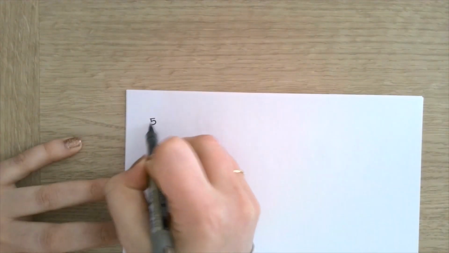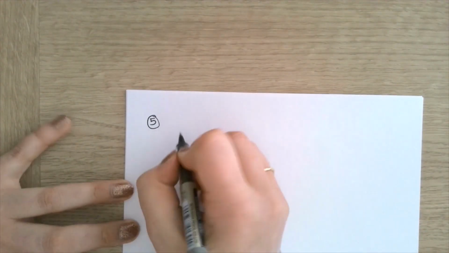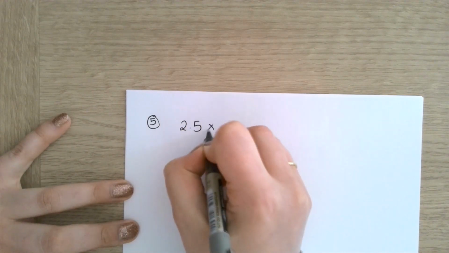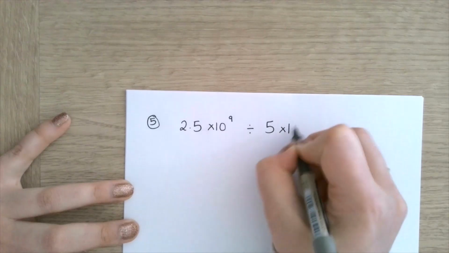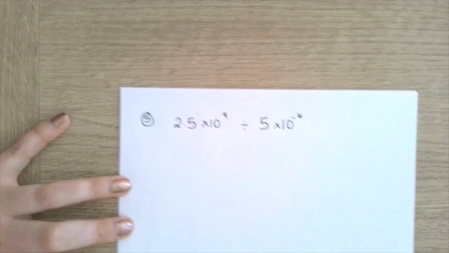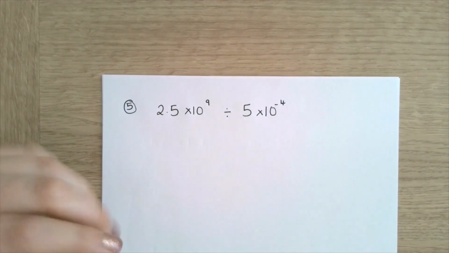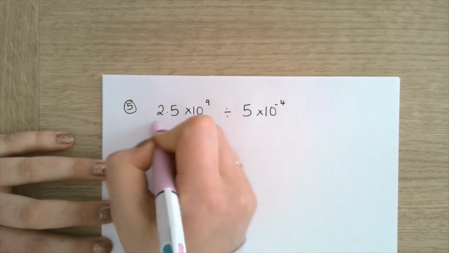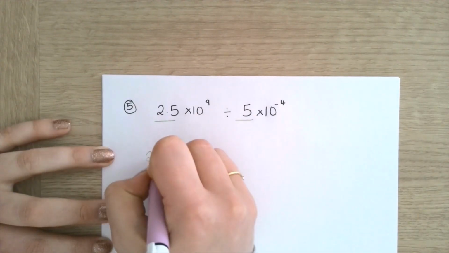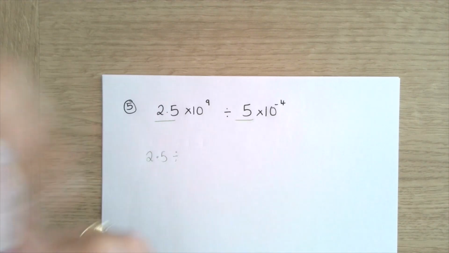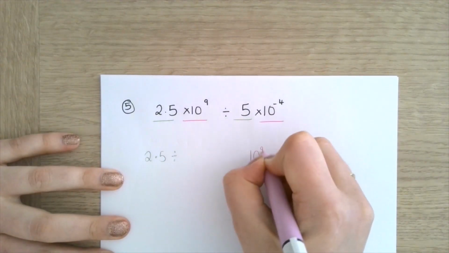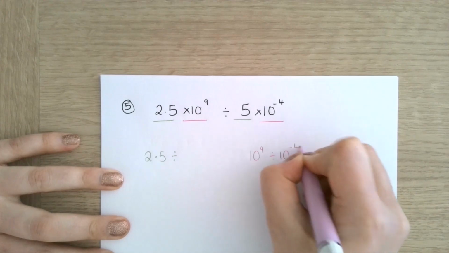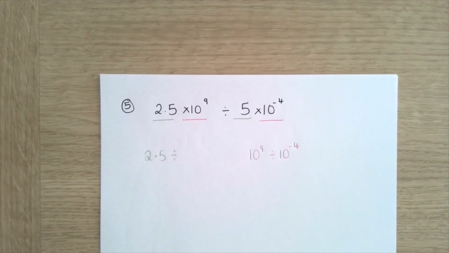Number 5 is 2.5 times 10 to the power of 9 divided by 5 times 10 to the power of negative 4. And this one works in exactly the same way as the multiplication. I do 2.5 divided by 5 and 10 to the power of 9 divided by 10 to the power of minus 4.